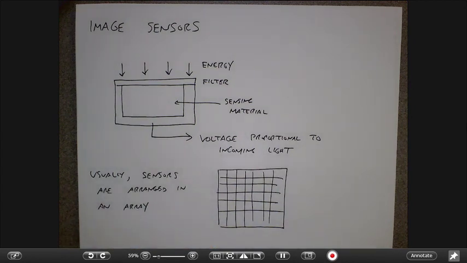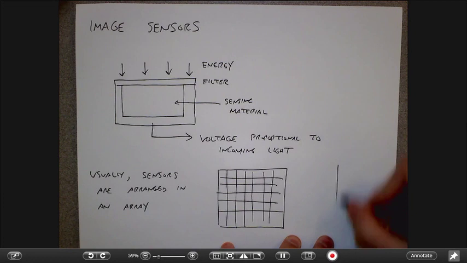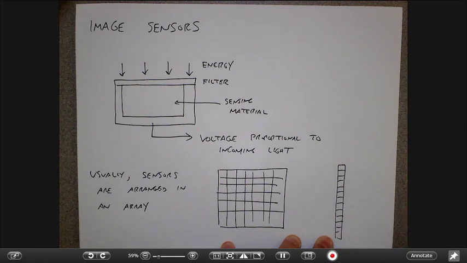But it's also common to have just a single strip of sensors. These kinds of systems are very common in things like a flatbed scanner, right? You put a page on the glass plate, and something runs across the width of the page, and there's really only one line of sensors that goes across the page. Same kind of thing with a photocopier or a fax machine.